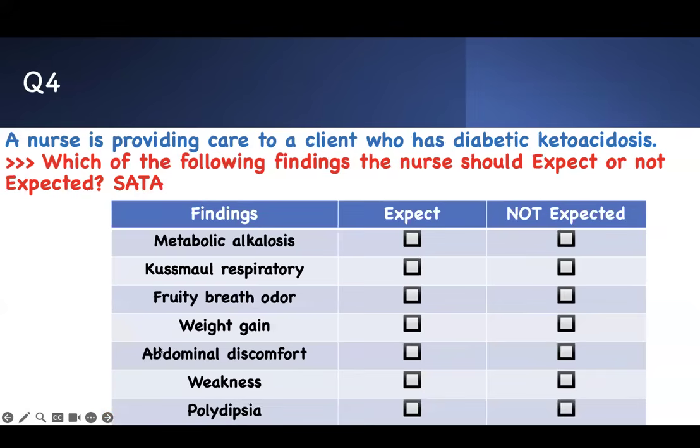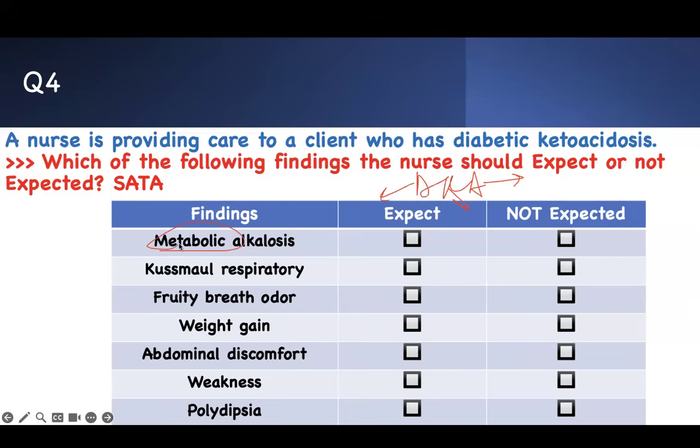Number 4, and this is providing care for a client who has what? Diabetic ketoacidosis. Which of the following findings should the nurse expect or not expect? Same thing. Don't run away from it. Write it down. DKA. That means I should have a diabetic problem, I should have ketones, and I should have acidosis. The answer choice is there in the name. Look at it. You should have a diabetic related issue. You should show some signs of ketoacidosis, and therefore the answer choice is right there.